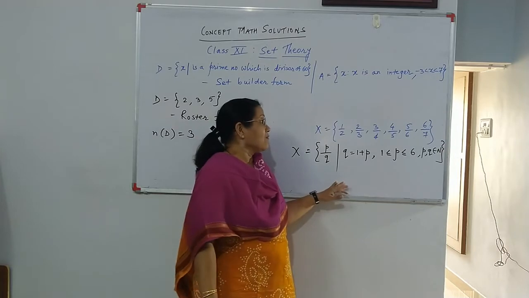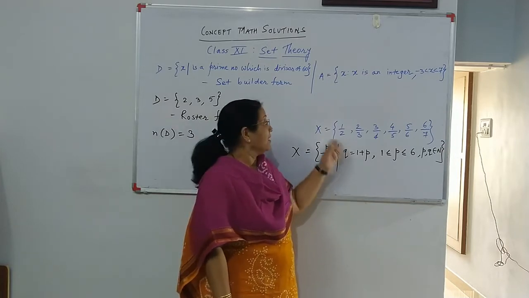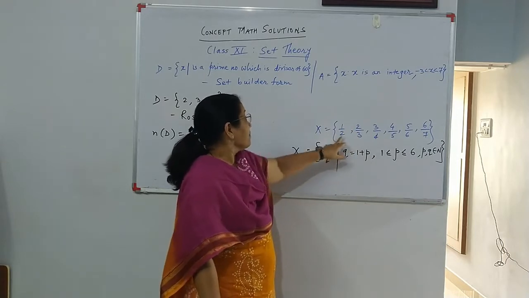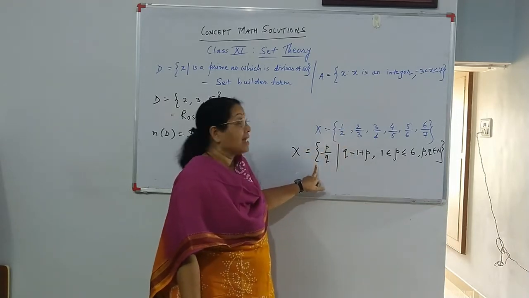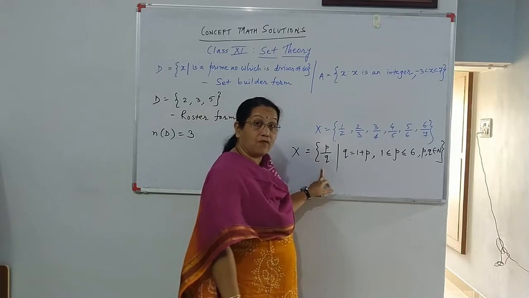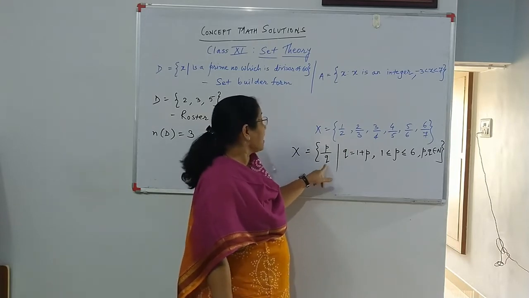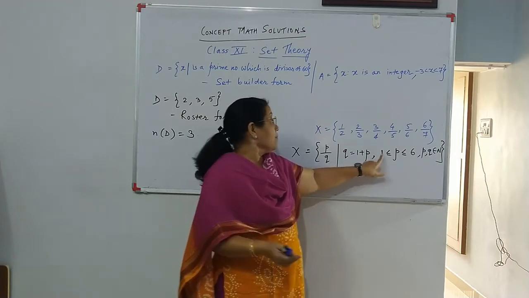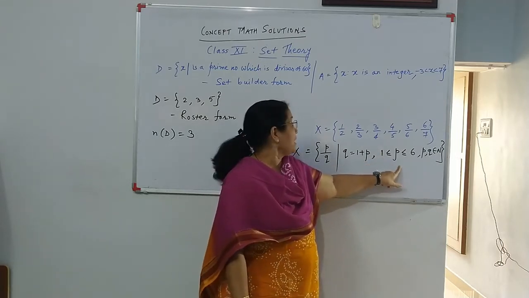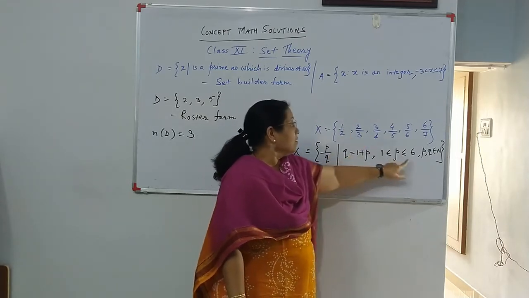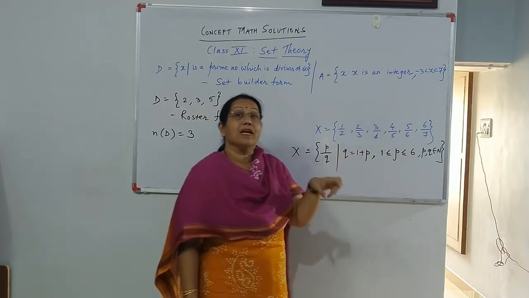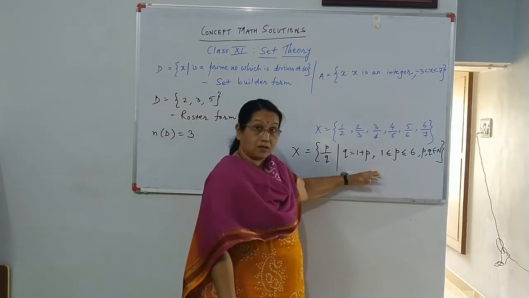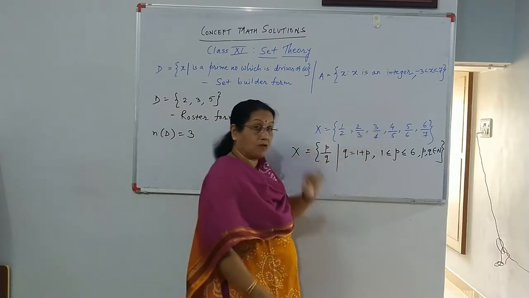And also P and Q both belong to natural numbers, or you can even say positive integers. This way it's set builder form. Listing the elements is the roster form. How have I written it? X contains all numbers of the form P by Q such that Q is 1 plus P. But then what is P? 1 less than or equal to P, that is, P is from 1 to 6, and P and Q both are natural numbers. This is roster form and this is set builder form.